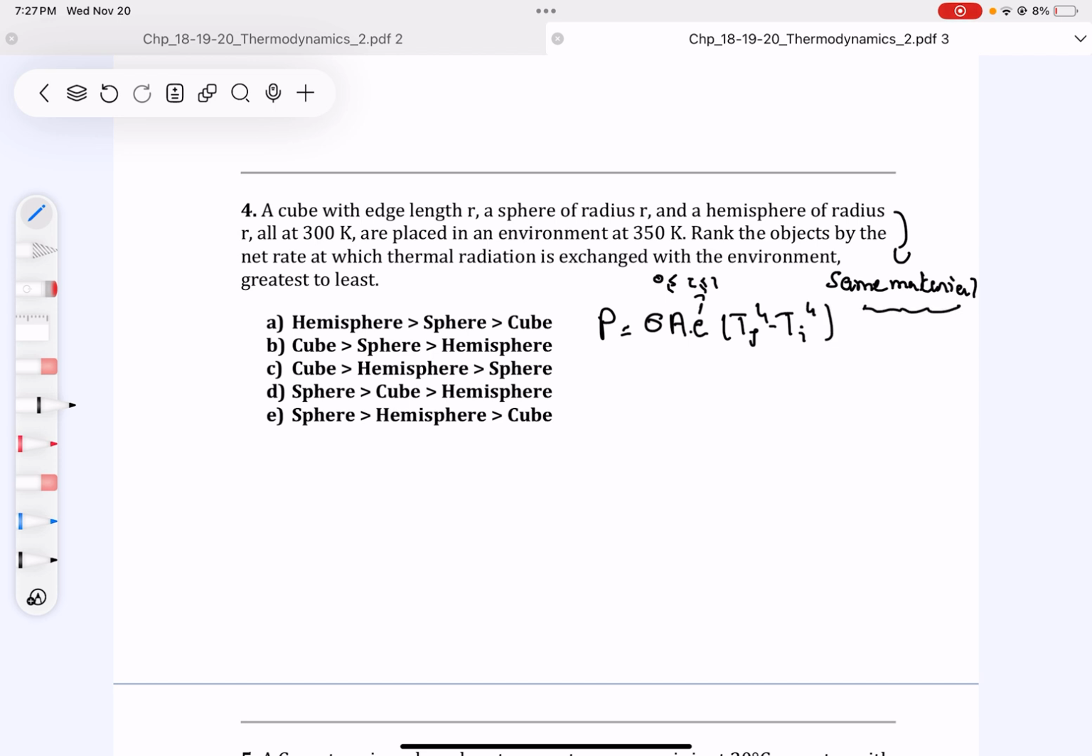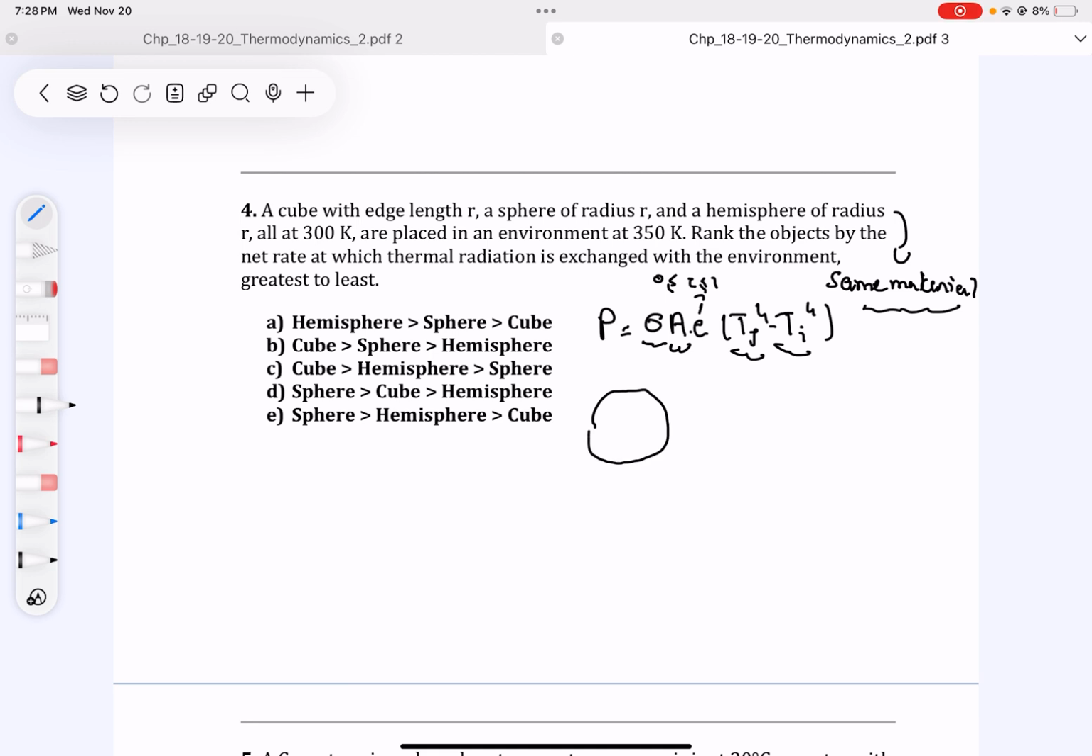But we are given that it's the same material. What does same material mean? That they have the same emissivity. Because they have the same emissivity, this is constant between the three. And sigma is constant between the three also, because it's constant between all objects, not just of the same material. T final is 350 K, T initial is 300 K. It's the same for all three objects. Then what's the difference between them? The A.